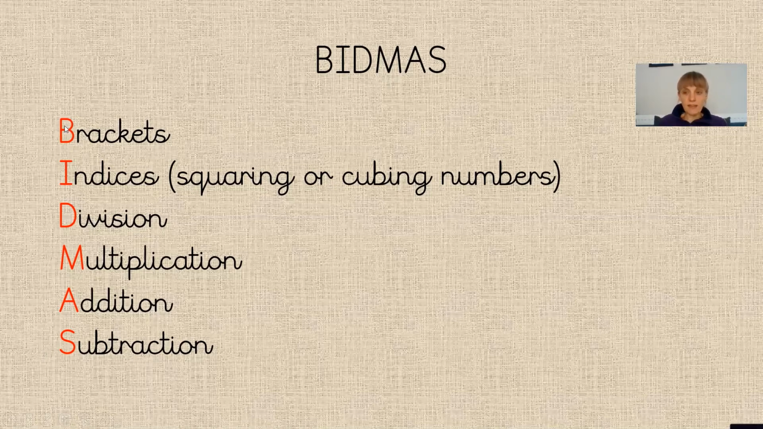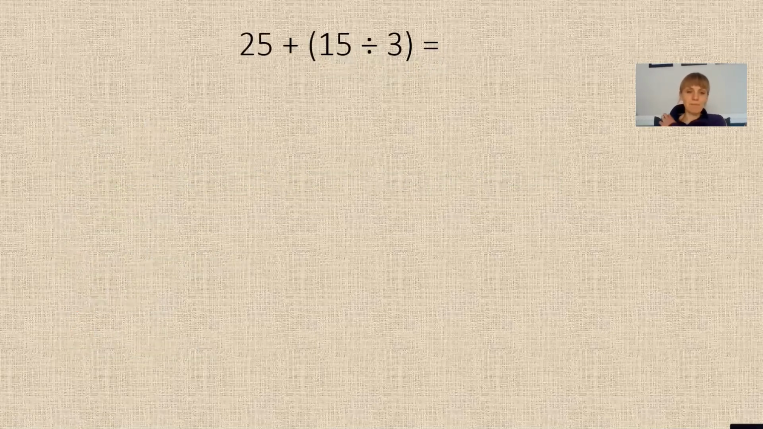If you have brackets, they always must be done before the rest of them. Multiplication must be done before addition and subtraction, but if there are indices in there, then they come in front. So as long as you remember BIDMAS, what they stand for, you'll get the order right. I'm going to show you a couple so that you see what I mean.